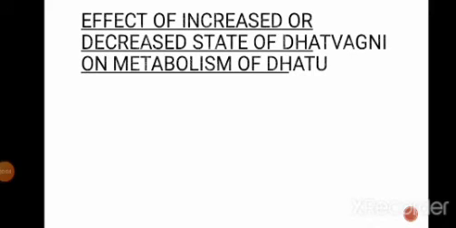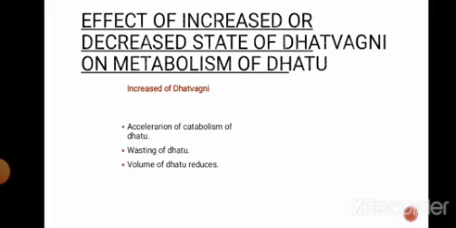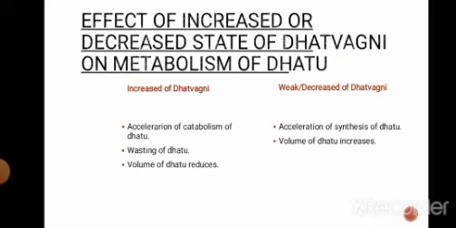Effect of increase or decrease state of Dhatva Agni on metabolism of Dhatu. Increase of Dhatva Agni can lead to acceleration of catabolism of Dhatu, wasting of Dhatu, and volume of Dhatu reduces. Weak or decreased state of Dhatva Agni can lead to acceleration of synthesis of Dhatu, and volume of Dhatu increases.